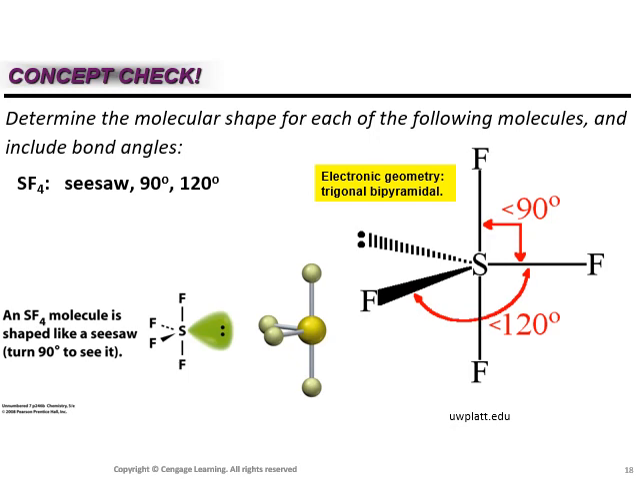So what's the electronic geometry for that SF4? Well, 5 things around the central atom means you've got trigonal bipyramidal. But the molecular shape is not trigonal bipyramidal, it's what? Do you recognize that shape? It's a seesaw shape, right? So they're different here. And this is exactly the kind of thing that they ask on the final and that I'll ask on my exam.